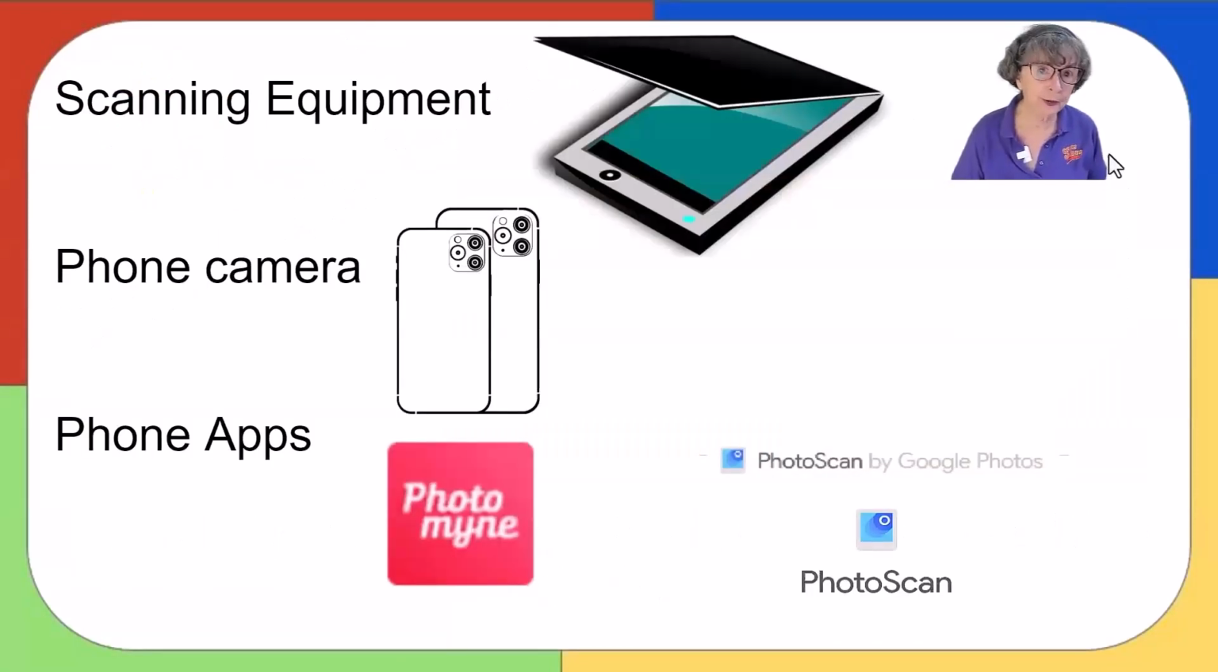Today's question is, how do I get old print photos into digital form and into Google Photos? Well, you could use expensive scanning equipment and learn how to use the software that comes with it. You might have to take pictures out of your photo albums to put on the scanner. I think it's easiest just to take your smartphone and snap pictures with your smartphone's camera. But there are two cool apps that work in conjunction with Google Photos, PhotoMine and PhotoScan, actually by Google, that I want to show you.